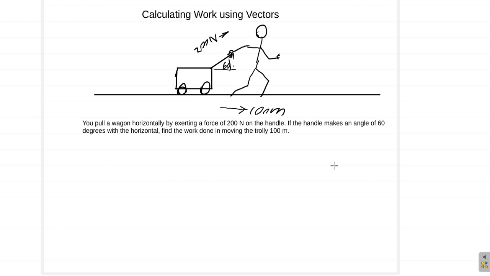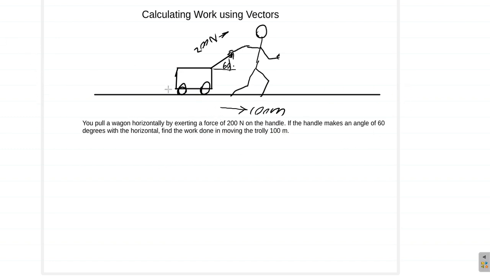Now, you pull, you're going across, you pull 200 newtons on the angle this way. If the angle makes an angle of 60 degrees with the horizontal, find the work done in moving the trolley 100 meters.